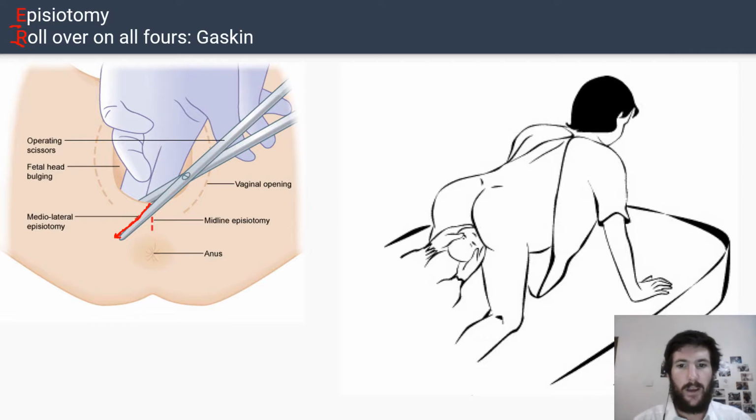The other thing is the roll on all fours, that is the Gaskin maneuver. This is the last maneuver, and other people think that it's not very useful, but in this special situation of Bagari District Hospital, it's very useful. Why? Because this maneuver you can only do when the mother is not under anesthesia. In most of the developed countries, the mother is under anesthesia during the labor, so the mother is not able to be put in this position. And this is almost the same as doing a McRoberts maneuver.